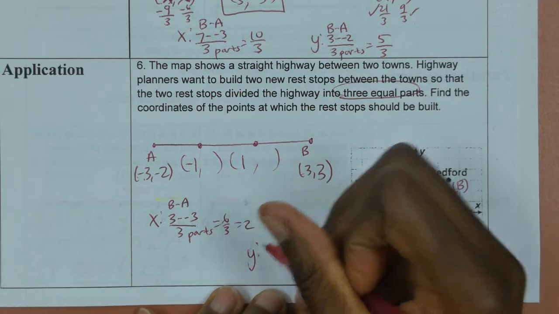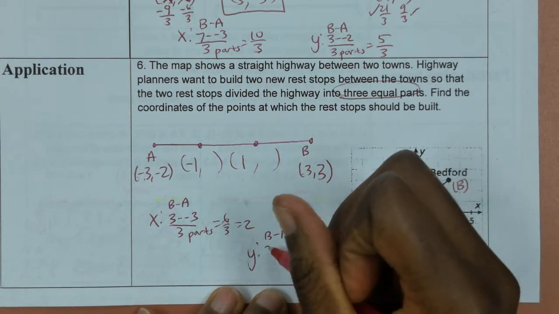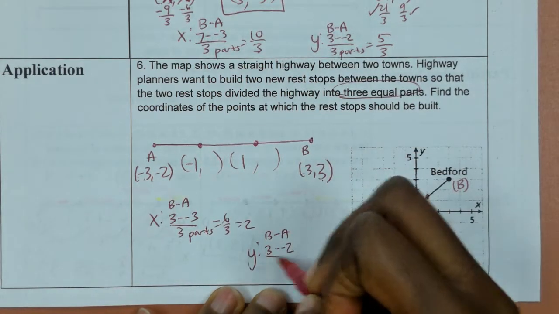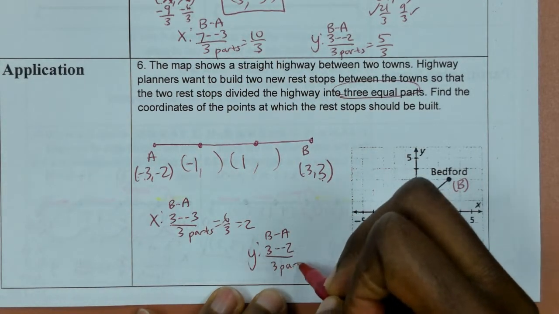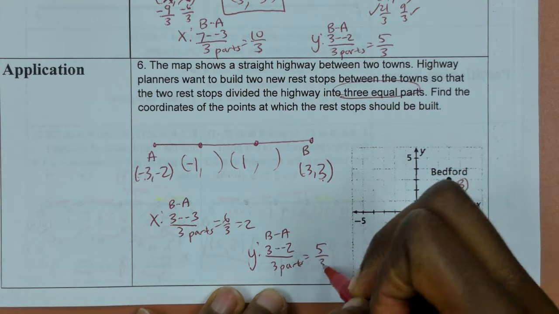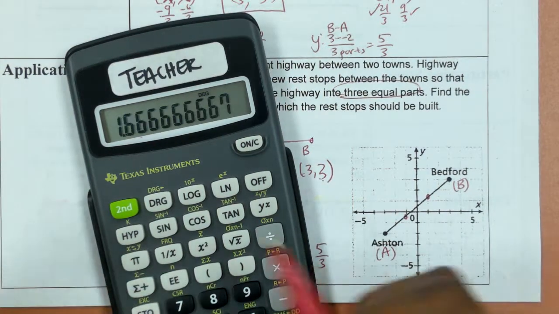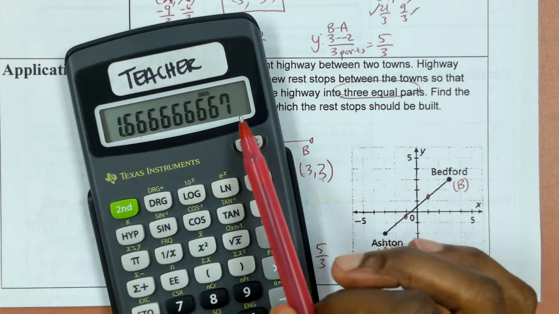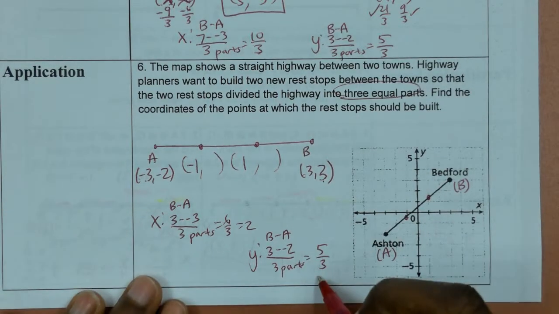For Y, 3, which is B's Y coordinate, minus -2, which is A's Y coordinate, divided by 3 parts. So we have that fraction again, 5/3. If the fraction was one that divides evenly, like if it had just given us 1.6, we can just add decimals. But if it continues forever, you do need to stick with the fraction answers. So in this case, we need to stick with the fraction answers.